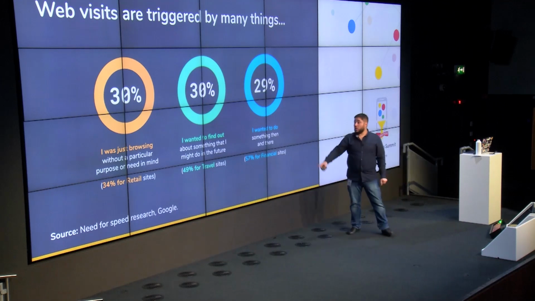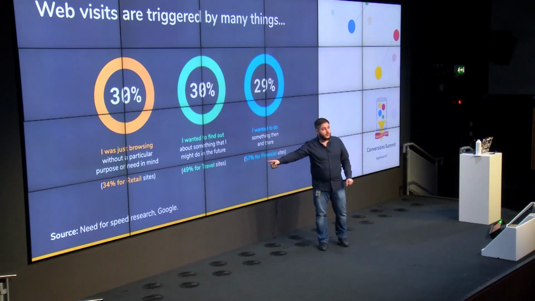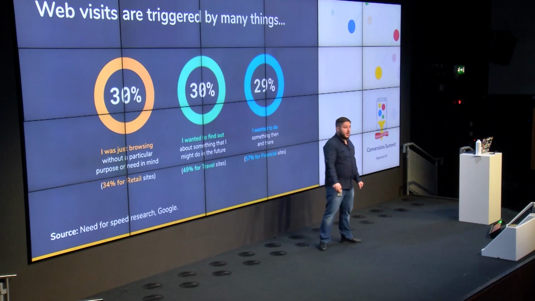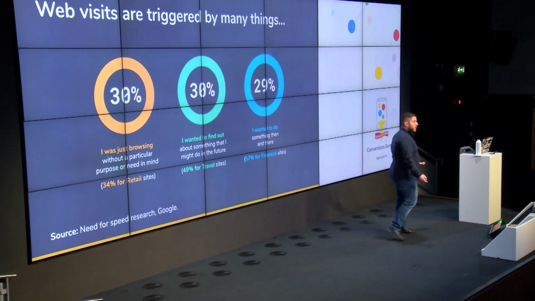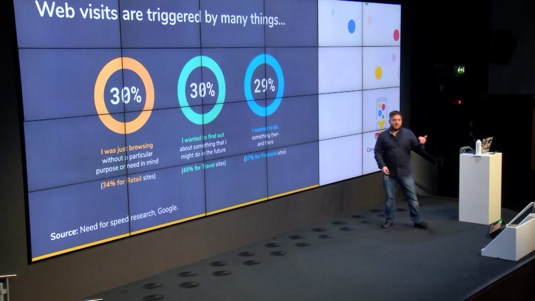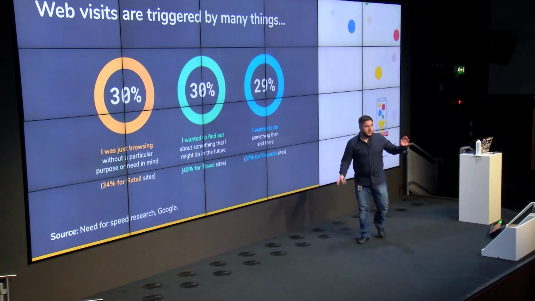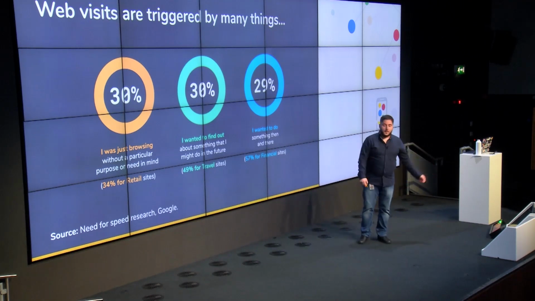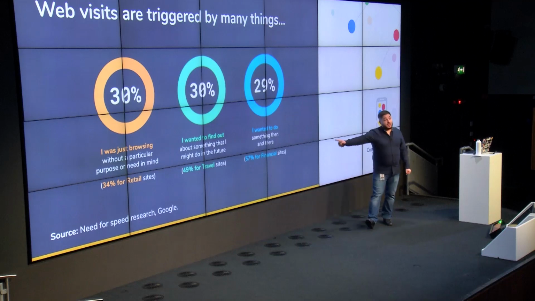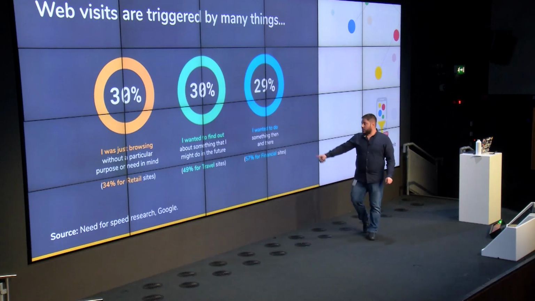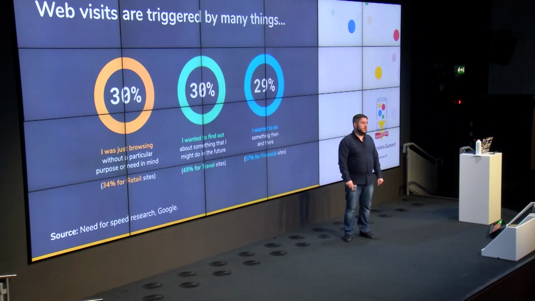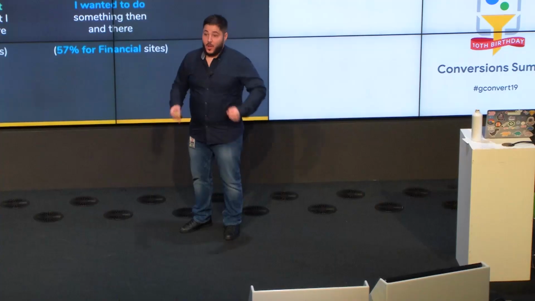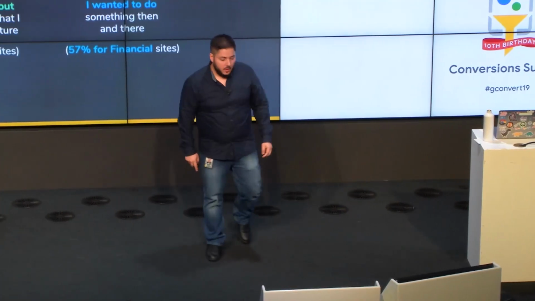30% have a specific thing that they want to find out, right? This goes up to 49% for travel, which again makes sense. You want to see what the latest deals are, does the price of travel change during the school holidays, et cetera, et cetera. 29% actually want to do something. And this goes up to 57% for financial services, which makes sense, because no one's like, I wonder what mortgages are going on today.